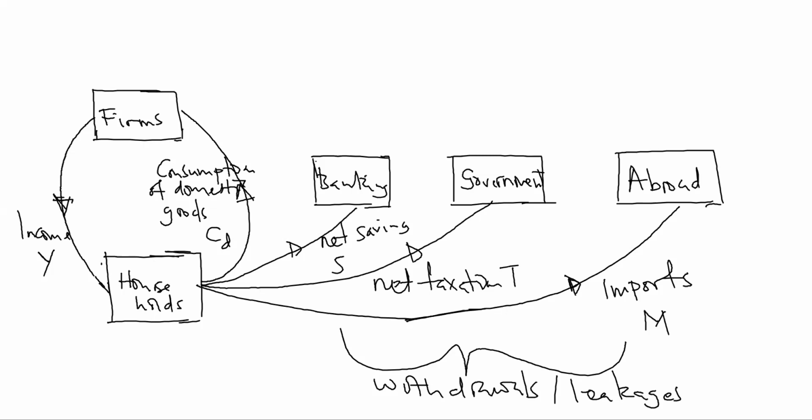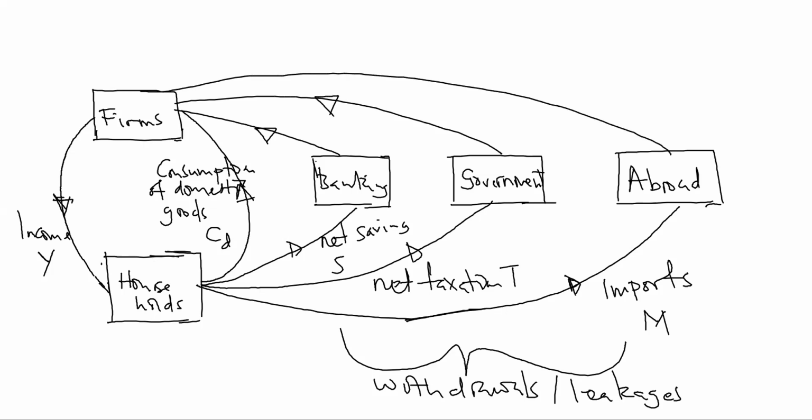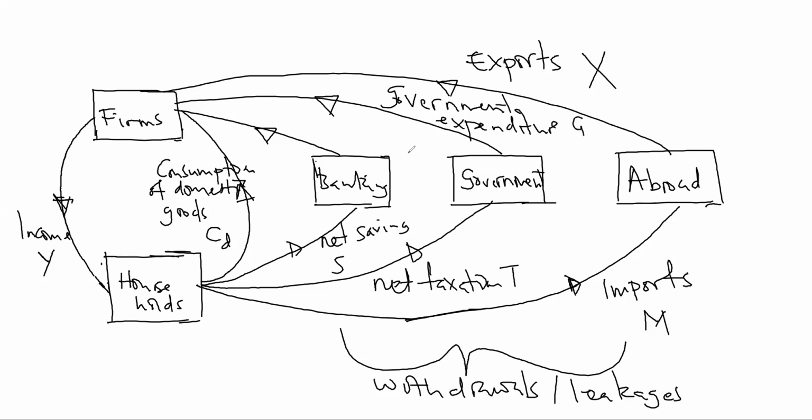So if money leaks out, money can also come back into the circular flow. Right? It can also go back like this. So money that is coming from abroad, we call this exports, and we represent exports by capital letter X. So money has to come into the circulation. Then government also spends money with firms through what is called government expenditure, and it's denoted by capital letter G.